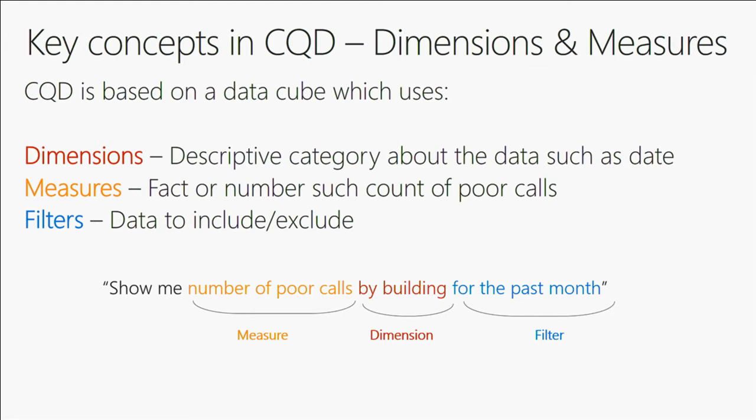So in the example here, I want to give a list of poor calls. So that's my measure. I'm measuring how many poor calls. And I want to see this data grouped by buildings. And I want to filter it by this month or last month, or whatever I have up on the slide. And that's an example of a filter. So you have dimensions, measures, and filters.